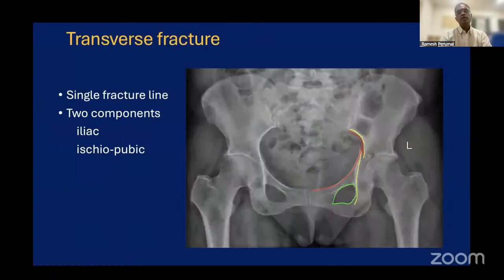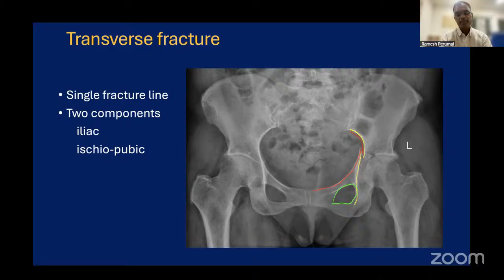Now coming on to the other fractures: we have seen anterior wall, anterior column, posterior wall, and posterior column. The fifth one is the transverse fracture. A transverse fracture is defined as a single fracture which extends from the anterior column onto the posterior column. Here it has been divided into two components: the iliac component and the ischiopubic component.